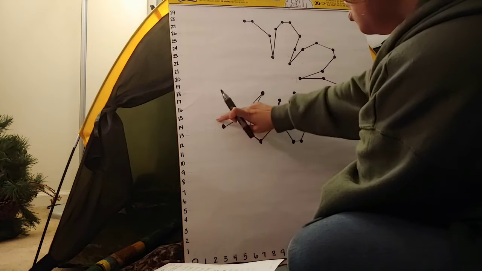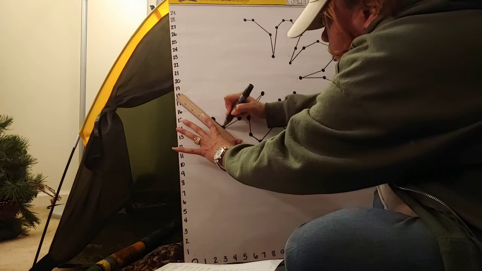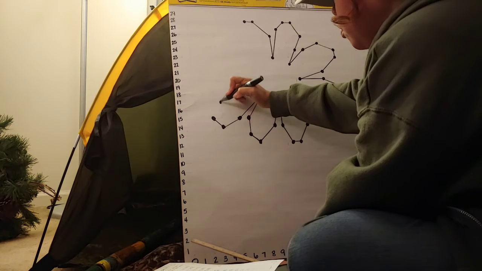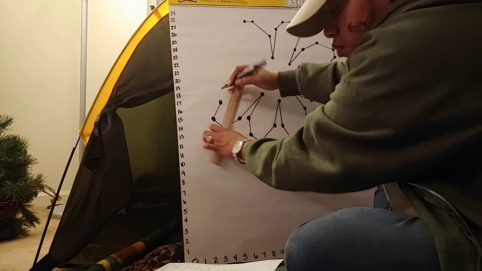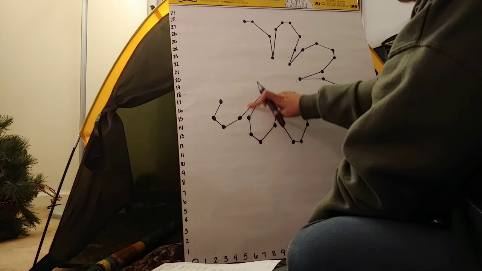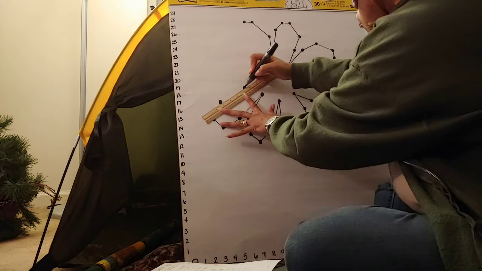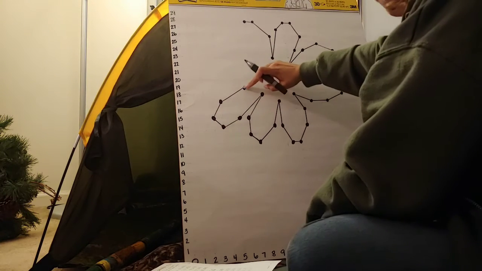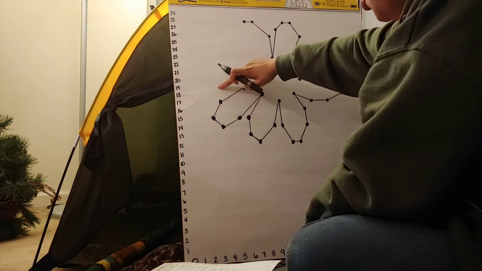3, 15. 4, 17. 7, 19. 4, I'm at 7, so 6, 5, 4. 18, right there.